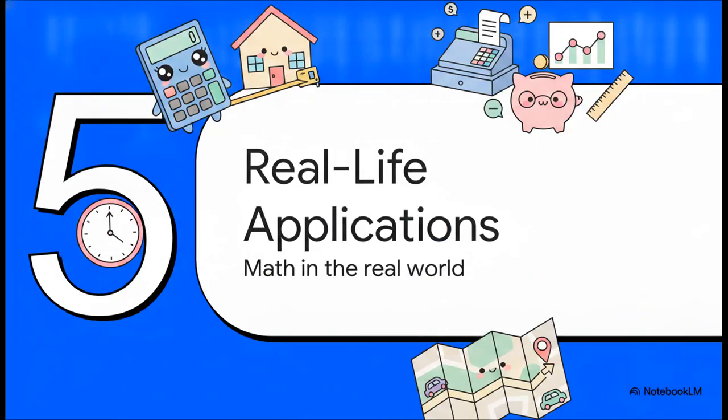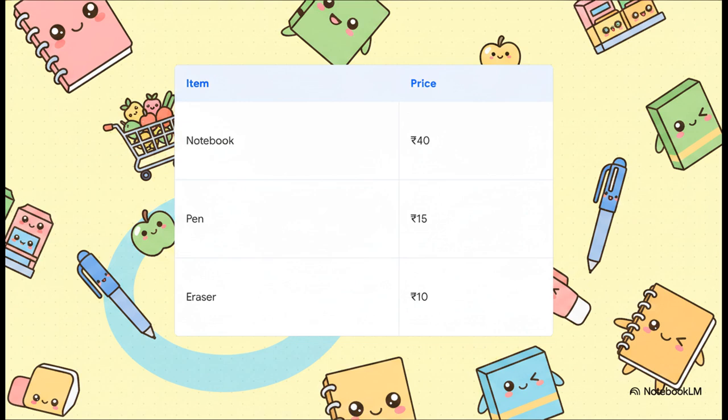Moving on to part 5, real-life applications, math in the real world. So imagine you're walking into a really bright, busy supermarket. You're grabbing some school supplies, a notebook costs 40 rupees, a pen costs 15 rupees, and an eraser costs 10 rupees. You look at your shopping list and you realize, okay, I need to buy 2 notebooks, 1 pen, and 1 eraser. So how do we figure out the total cost without using an equal sign right away?